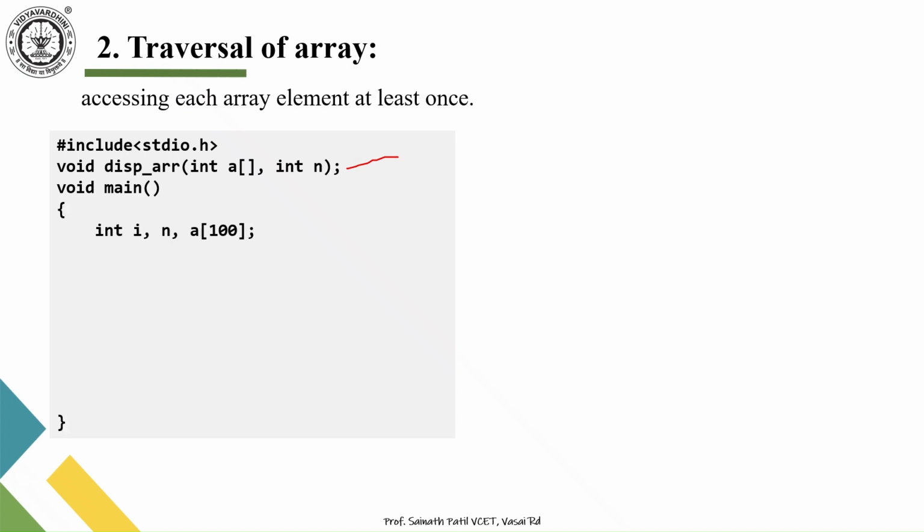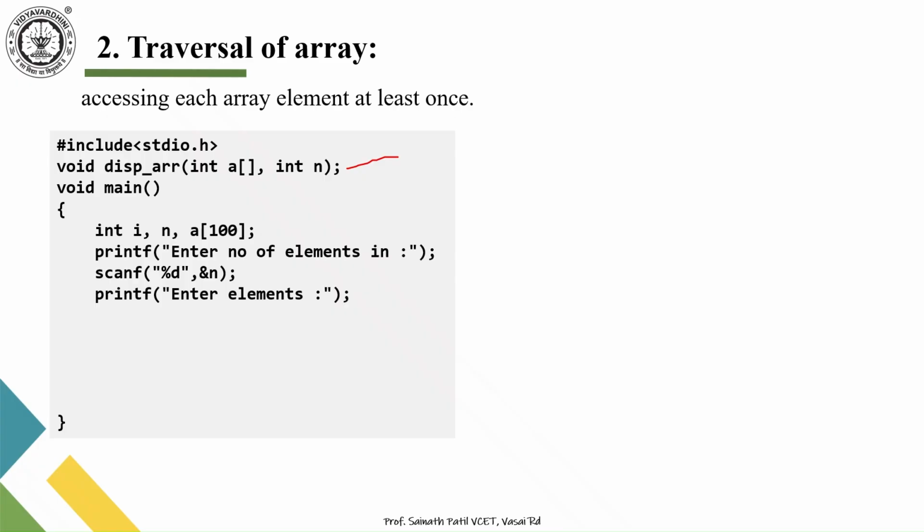In void main, we declare int n and a of 100 as an array. That is, we take the maximum size. Now, these two printfs take the number of array elements, that is the size, and then we enter array elements, that means create the array by using a for loop. I is equal to 0, I less than n, I plus plus, scanf %d and a of I. So this part of the code will create an array of size n. For example, n is equal to 5.